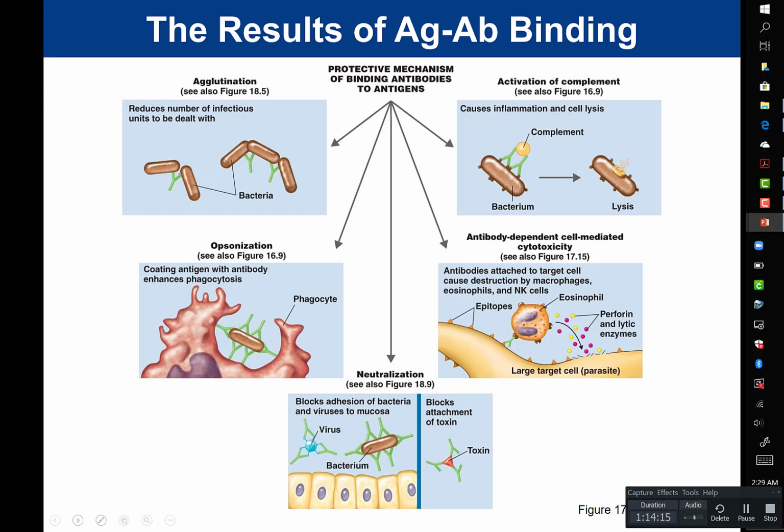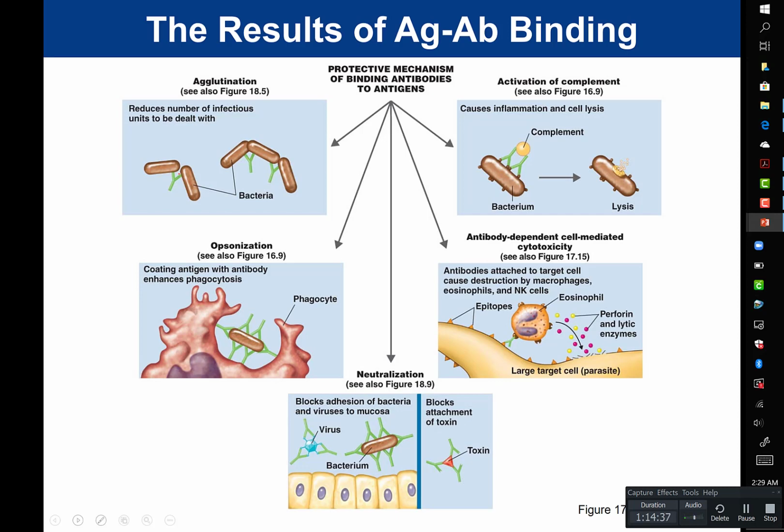So the antibodies do this agglutination, and the purpose of doing agglutination and causing this clumping is that it reduces the number of infectious units to be dealt with. It's like holding it all together to make it easier to round up rather than them all being spread out.